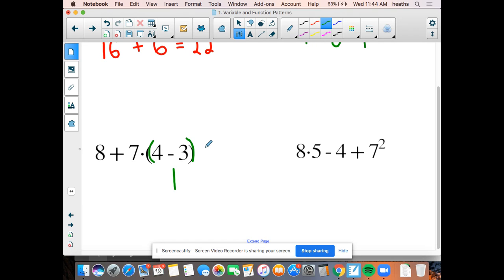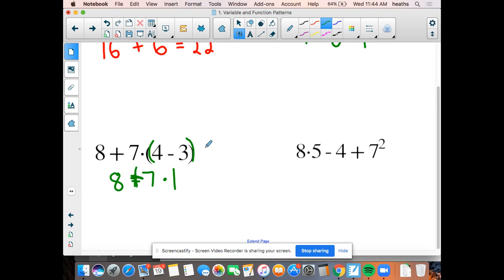Okay, and then I'm just going to drop everything else down. So 8 plus 7 times 1. Okay, so that's an ugly looking addition. I'm trying to fix it. There we go. It's not much better, but I'm trying. Okay, so we have 8 plus 7 times 1.